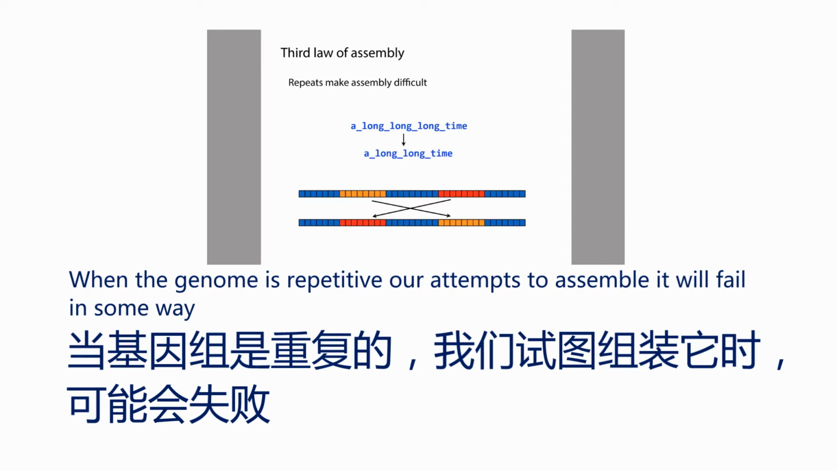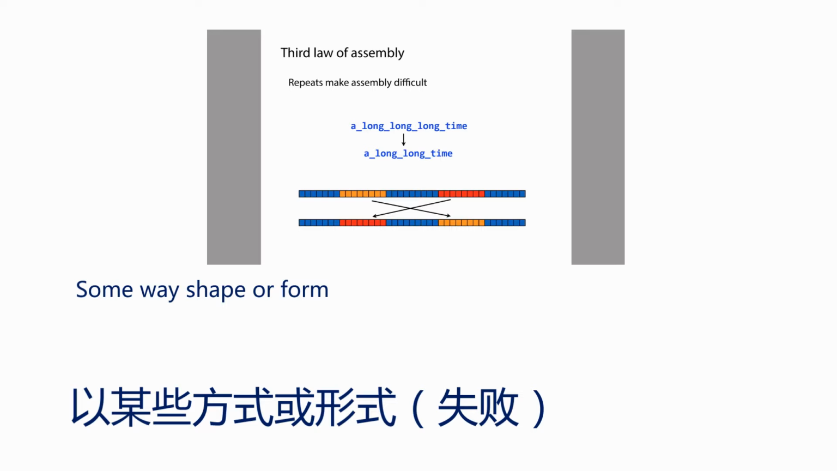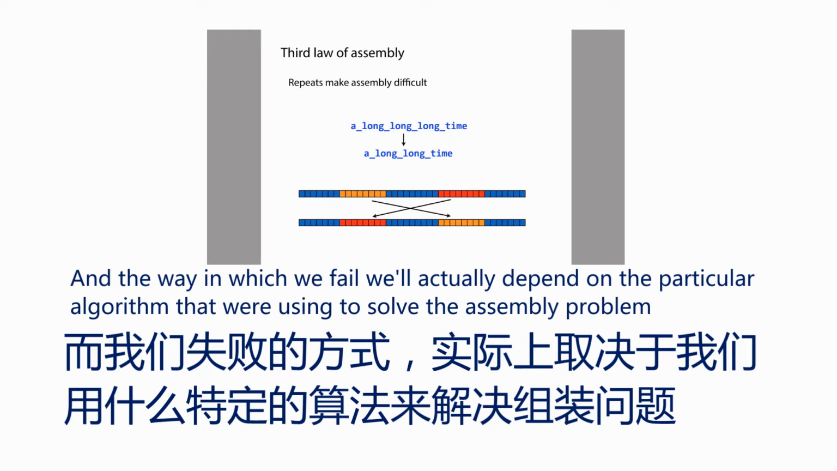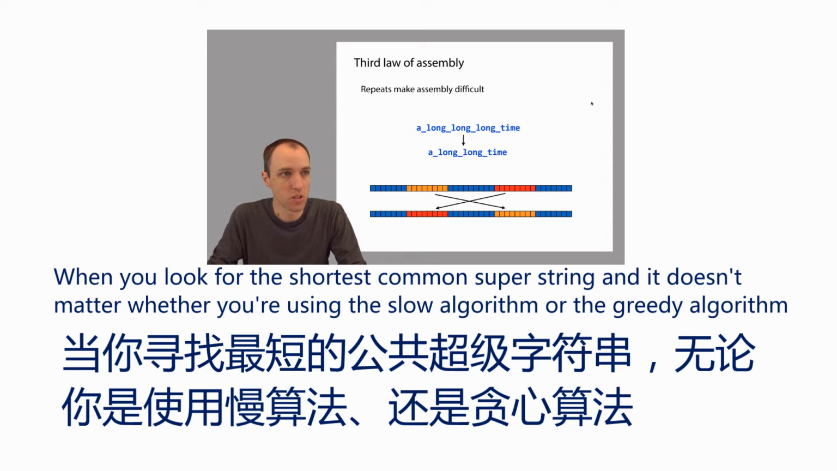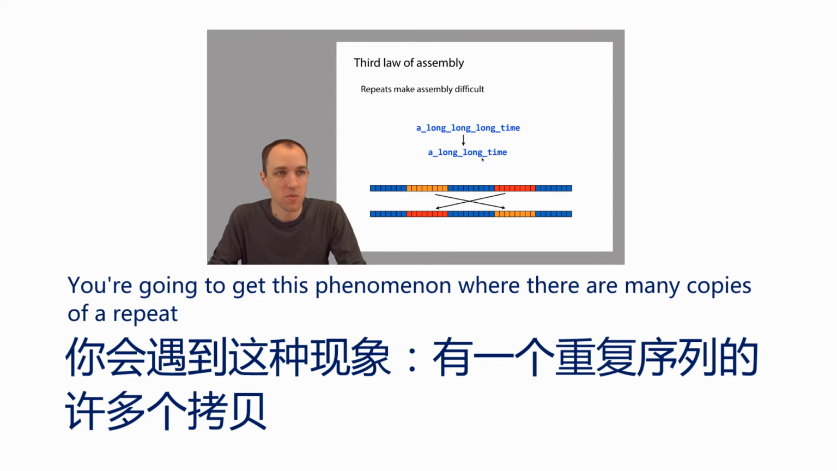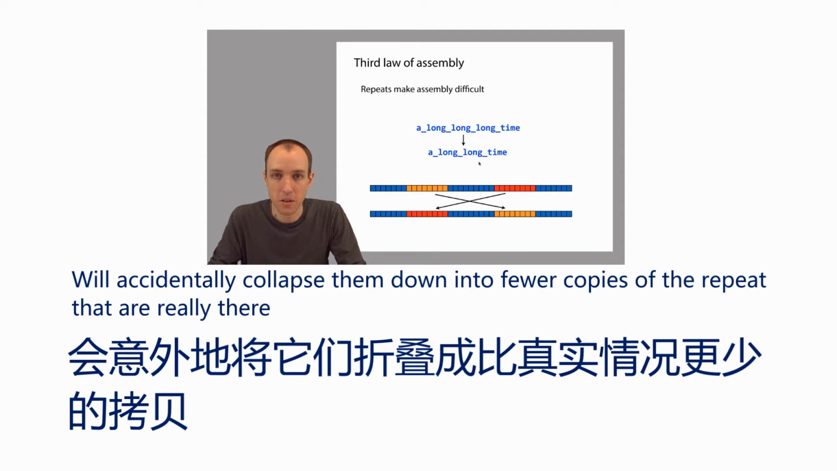When the genome is repetitive, our attempts to assemble it will fail in some way, shape, or form. And the way in which we fail will actually depend on the particular algorithm that we're using to solve the assembly problem. We just saw this issue crop up with our shortest common superstring problem. When you look for the shortest common superstring, it doesn't matter whether you're using the slow algorithm or the greedy algorithm, you're going to get this phenomenon where if there are many copies of a repeat, you'll accidentally collapse them down into fewer copies of the repeat than are really there.